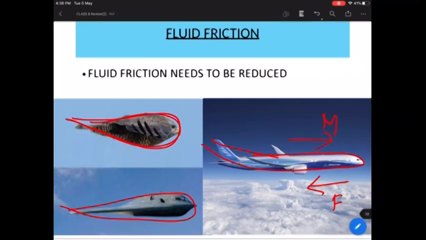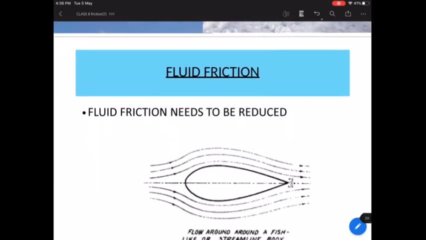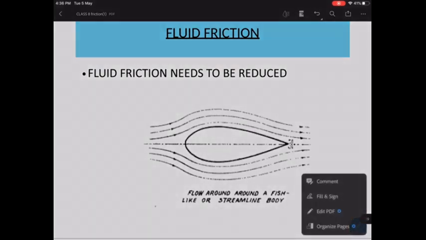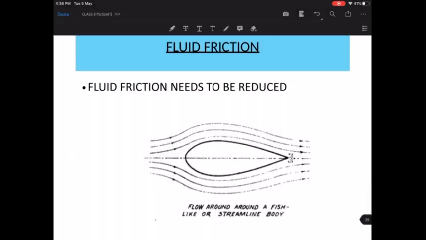So a streamlined shape is a shape which will give you least friction. So you would prefer a streamlined shape. We will learn more about streamline. This is it, this is the streamlined shape. Why would you prefer a streamlined shape? Because now understand that if your shape is like this, it is called a streamlined shape.